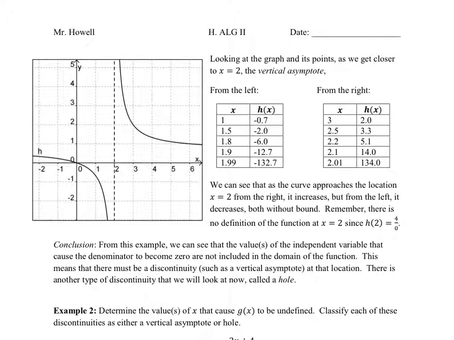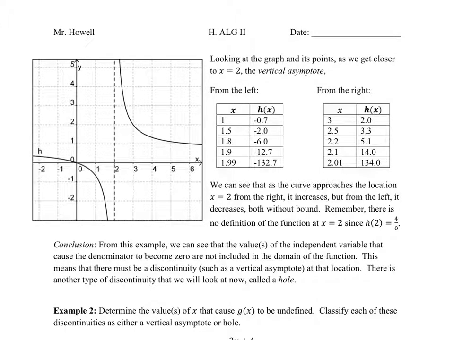Let's see if I have this right. When we're looking at this, we're going to see that from the left, if we get closer and closer to 2, we get values that become more and more and more what? More and more negative. And then when we're approaching from the right, as we get closer and closer to 2, these numbers get more and more and more positive.